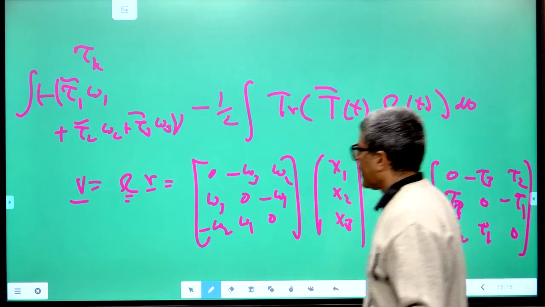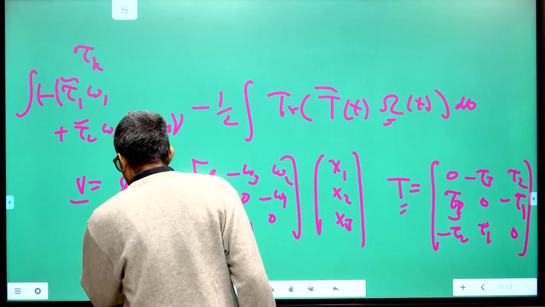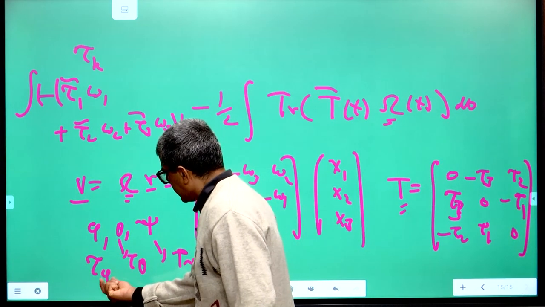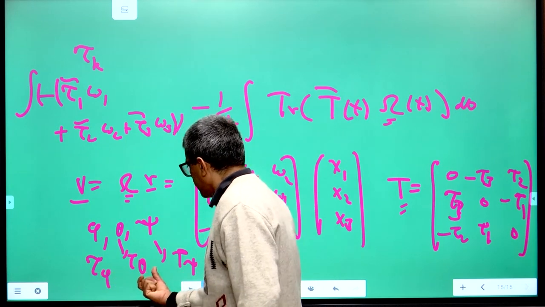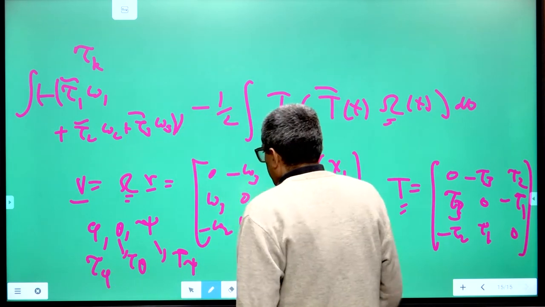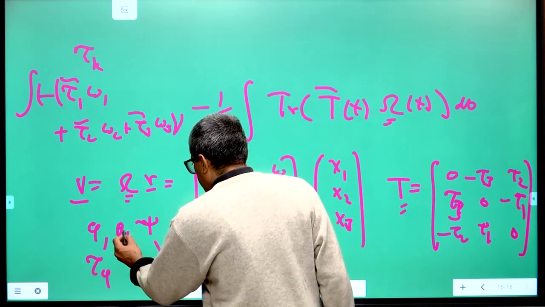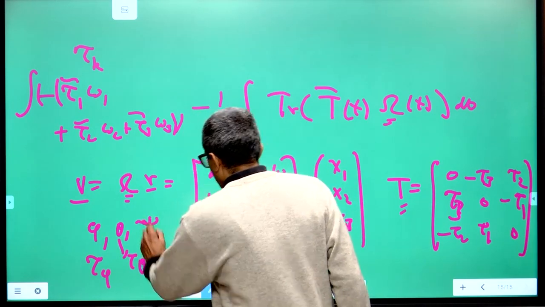freedom. That is, if you have 3 Euler angles phi, theta and psi, then tau 1 is tau phi, rotation by an angle phi around an appropriate axis, tau theta is rotation by an angle theta, and tau psi is the torque for rotation around the angle psi. Then the total contribution of the torque to the Lagrangian is tau phi phi plus tau theta theta plus tau psi psi, or equivalently minus tau phi tilde phi dot minus tau theta tilde theta dot minus tau psi tilde psi dot.